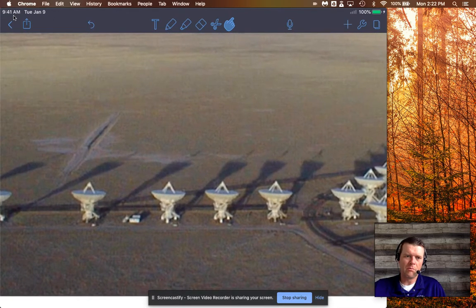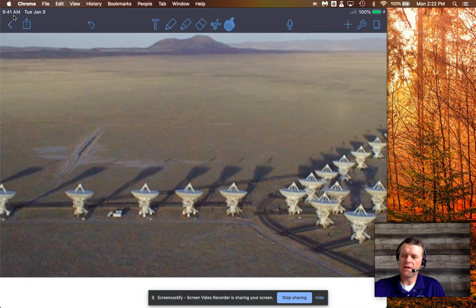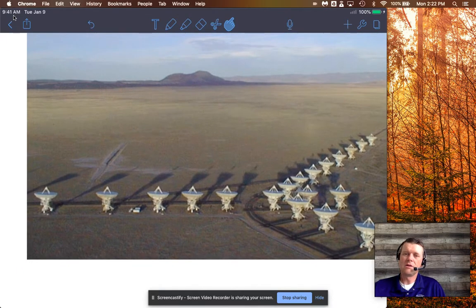Like right there is a little building, and there's a road there, like a railroad track that all these guys are on. These dishes can be like 20 or 30 meters across or something like that, and they're arranged in what's called a very large array, which usually is a Y shape, but there's other configurations you can stick them in. The point is that they all will pick up pieces of a radio wave.